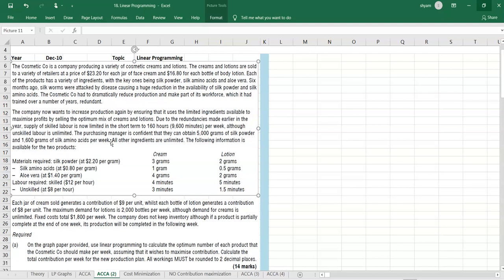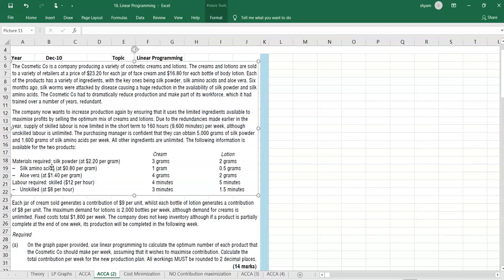That would be the question, because if they ask you the optimum production per month, then we have to multiply all these numbers by 4. I don't think that will be the concept here, but be very careful how he is giving you the numbers. In this question, he is asking you in terms of week. He also tells you all other ingredients are unlimited. The following information is available for the two products, so you have the cream and lotion.